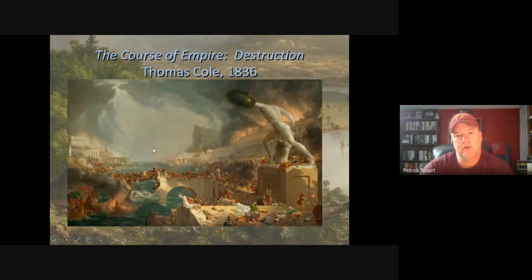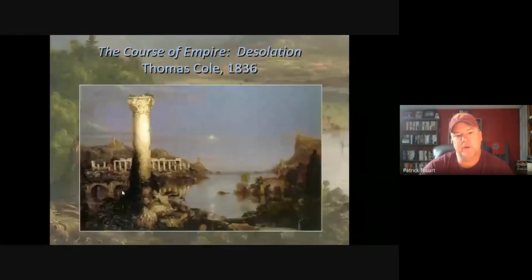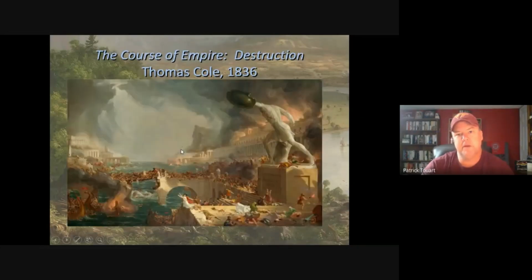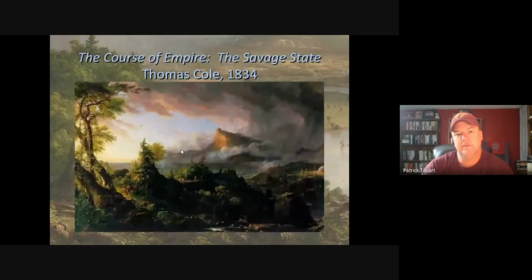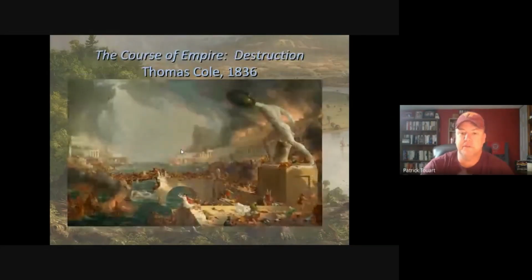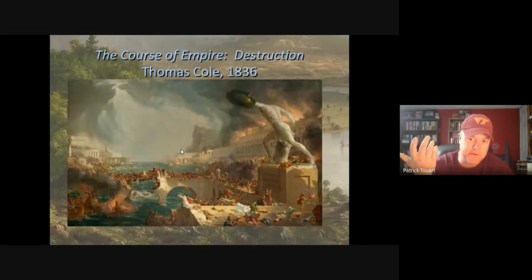This is the fall, the destruction, and then this is when nature sort of retakes it over. So he's kind of done the entire course of empire here in a 5-piece painting, all of which, except for the first, were painted in 1836. As a point of reference, you may recall that the Panic of 1837 is the next year.